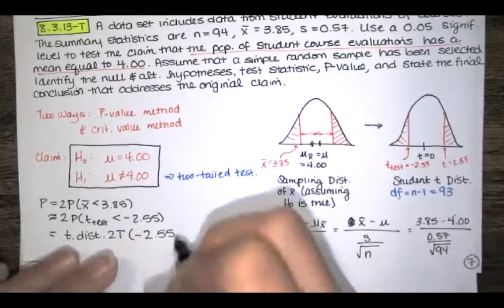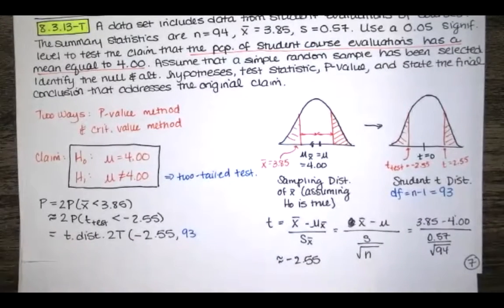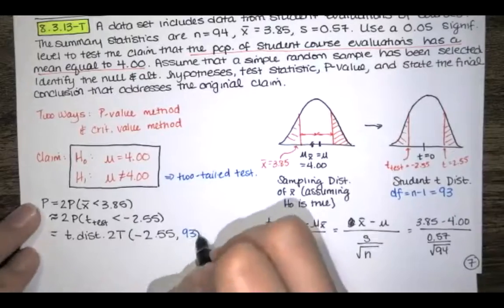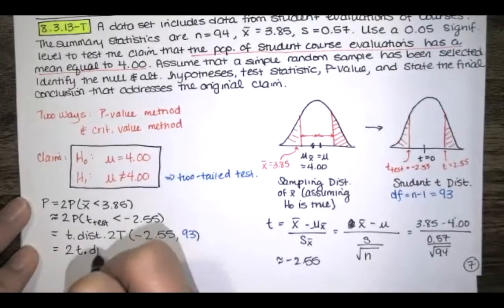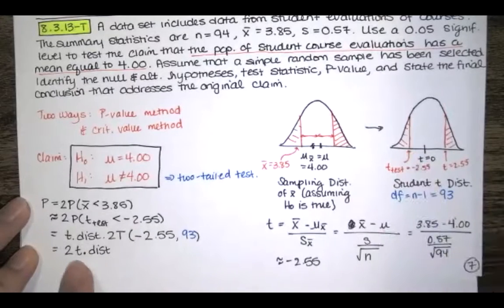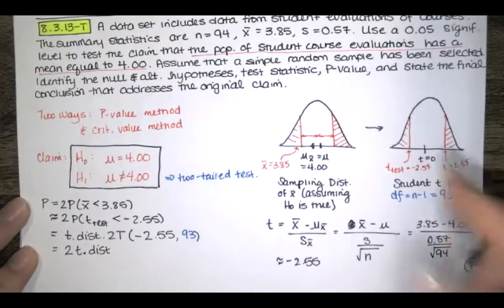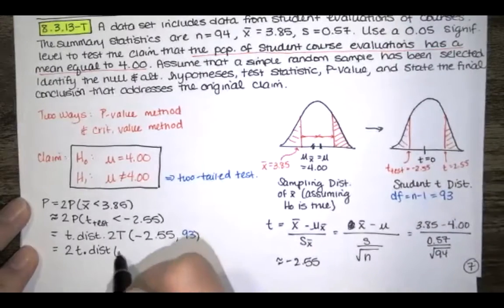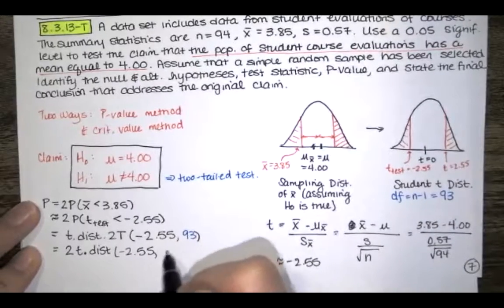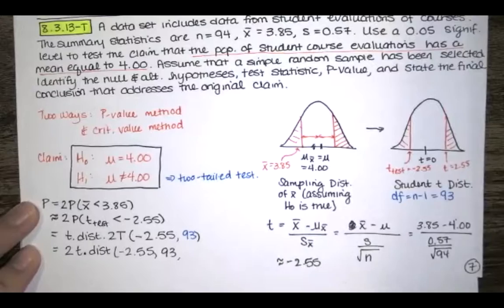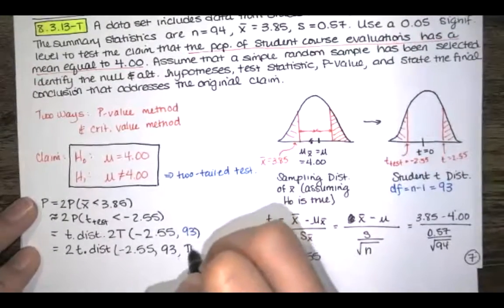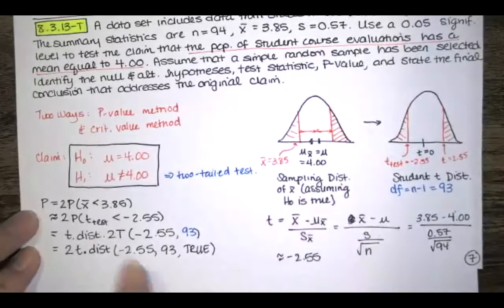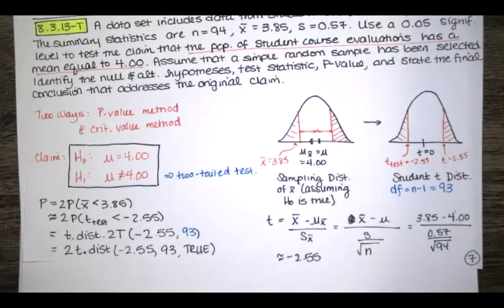So that's going to be 93. Or we could do 2 times this t.dist function, which is going to give us the area to the left of this. So we'll say negative 2.55. They're going to want the degrees of freedom, and then they're going to ask if you want a cumulative distribution. So they're just saying, do you want all the area to the left? And we're going to say yes. So we'll say true. If you use either one of those, you're going to get the right answer for our p-value.